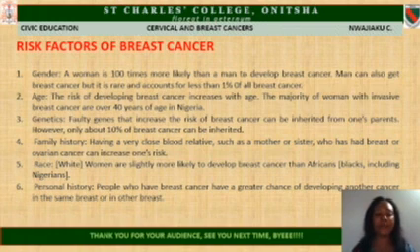Then number 5, race, color. White women are slightly more likely to develop breast cancer than Africans, blacks, including Nigerians. And number 6, which is the final one, personal history. People who have had breast cancer have a greater chance of developing another cancer in the same breast or in another breast.